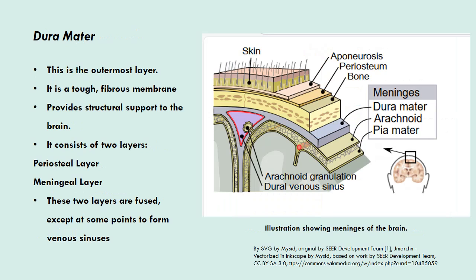The outermost layer, the dura mater, is a tough fibrous membrane that provides the primary structural support to the brain. It consists of two layers. The periosteal layer adheres closely to the inner surface of the skull and acts as its periosteum. And the other is the meningeal layer that lies beneath the periosteal layer and is in contact with the arachnoid mater. These two layers are fused except at specific locations where they separate to form venous sinuses, which are channels that drain venous blood from the brain. The dura mater is richly innervated, making it sensitive to pain, which is a significant factor in headaches.